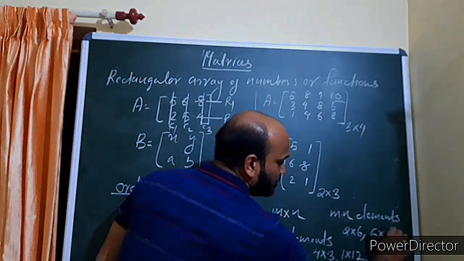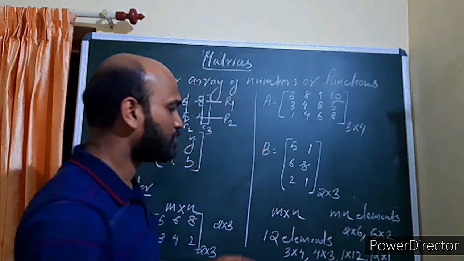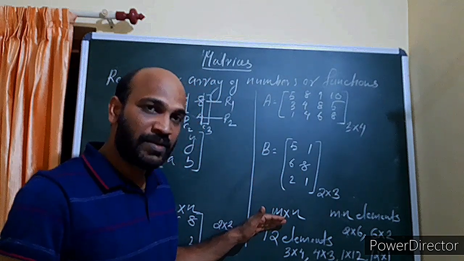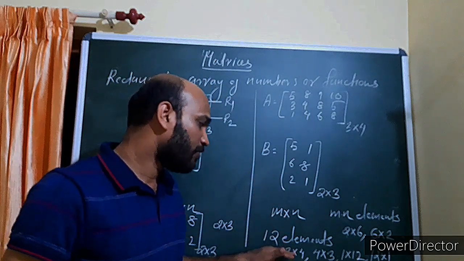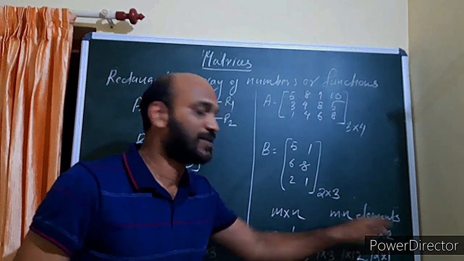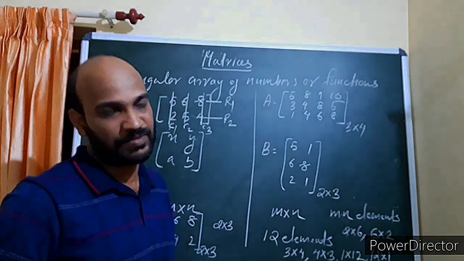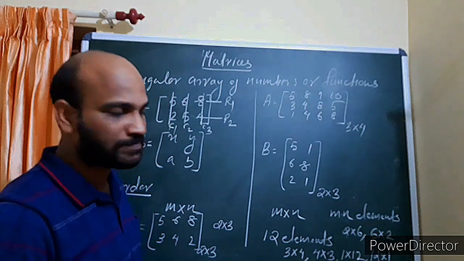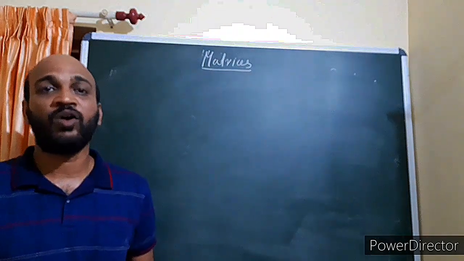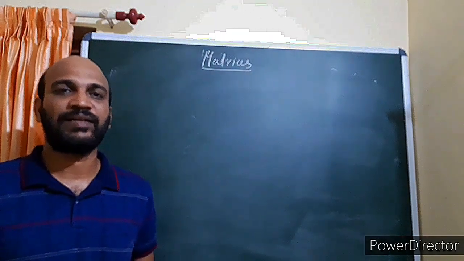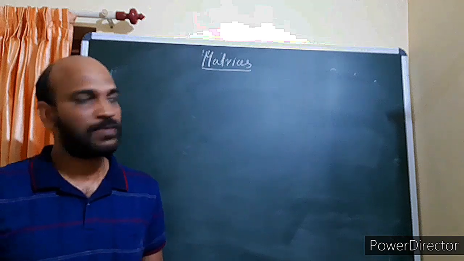6 by 2. So if a matrix has 12 elements, we can form 6 different orders of matrices. Now we study how we can represent a matrix in a general form.